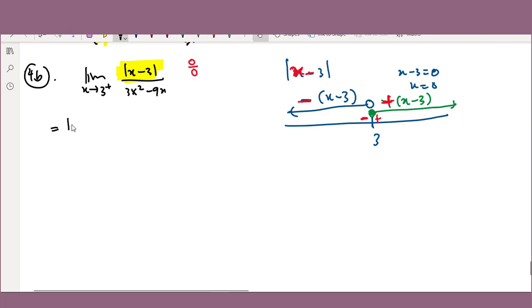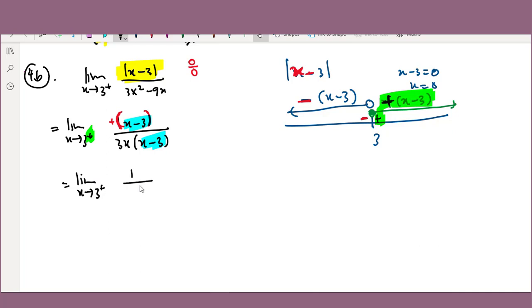The next step, write the question and choose the function. Try to factorize x minus 3. This one is on the right-hand side, so we choose the function x minus 3, positive. Then change the absolute value to x minus 3. Because x minus 3 equals x minus 3, cancel. Rewrite: 1 over 3x. Then substitute. The answer is 1 over 9. Done for B.